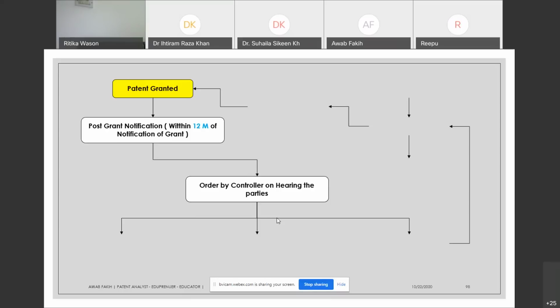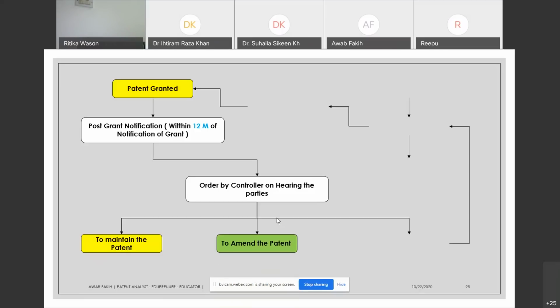Okay. So after hearing both the parties, let's see what would be the three different conclusions. Number one, the controller and his team will say no. Dr. Ritika and Awab, what you are claiming is not making sense. What we have granted is completely fine. So for team A, the grant should be continued. So congratulations to everyone.